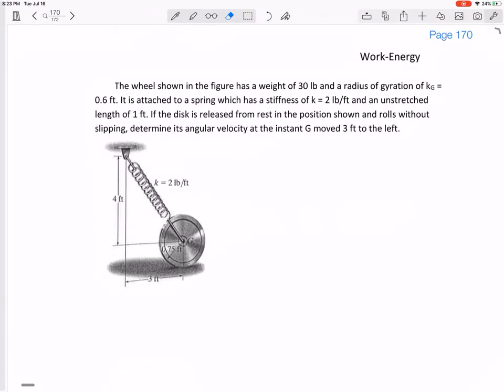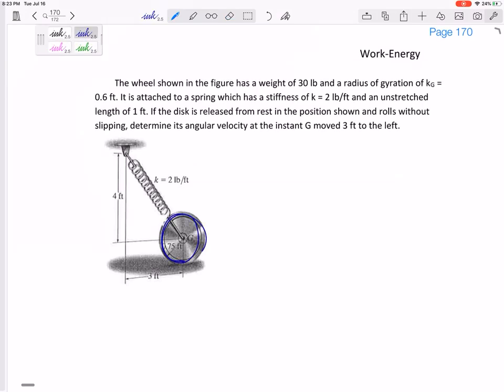Let's look at this problem. The wheel shown in the figure has a weight of 30 pounds, radius of gyration of 0.6 feet. It's attached to a spring, which has a stiffness of 2 pounds per foot, unstretched length of 1 foot. If the disc is released from rest in the position shown, so make sure you can visualize, right?